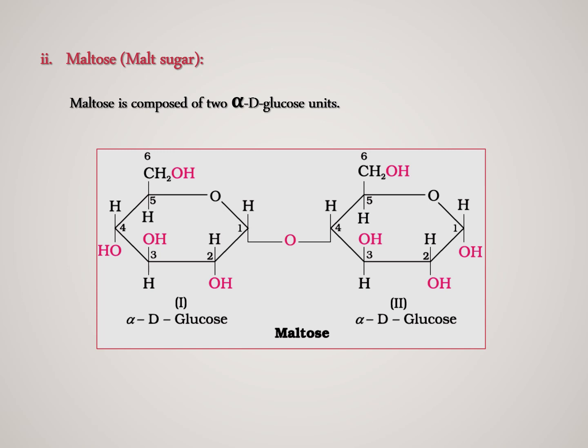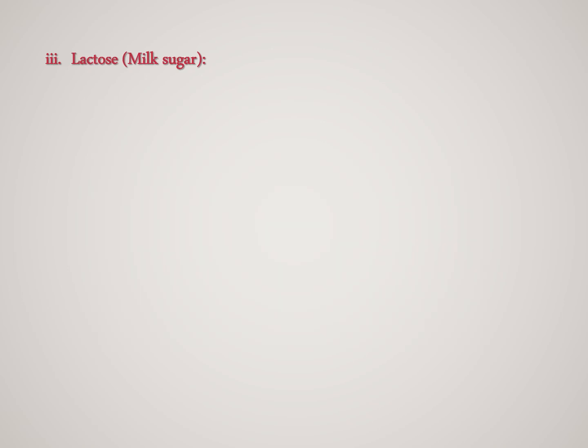Now, let us proceed towards lactose. Lactose is also called as milk sugar. The major source of lactose is milk. Hence it is called milk sugar. You also get it as a byproduct during the manufacture of cheese.